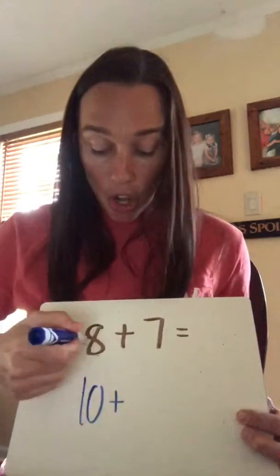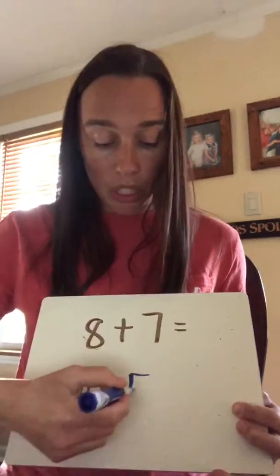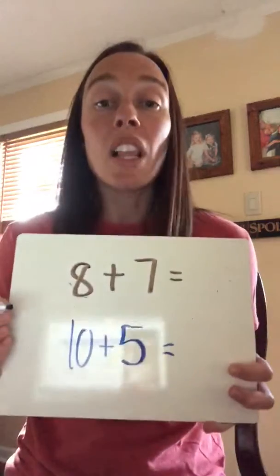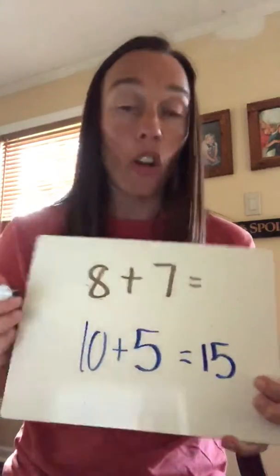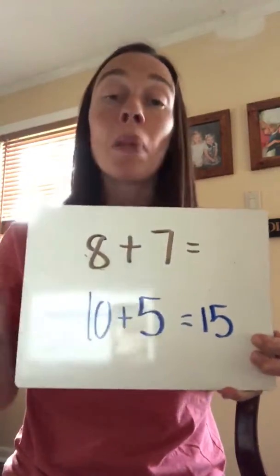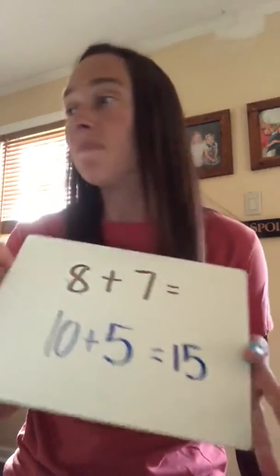So it's no longer 8 plus 7. It's actually 10 plus 5. 10 plus 5 is much easier to solve than 8 plus 7. 10 plus 5 is 15. Okay, so that was one way that we have worked this week.